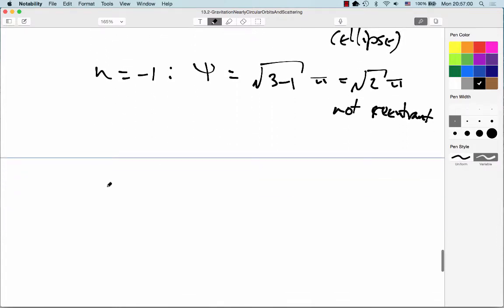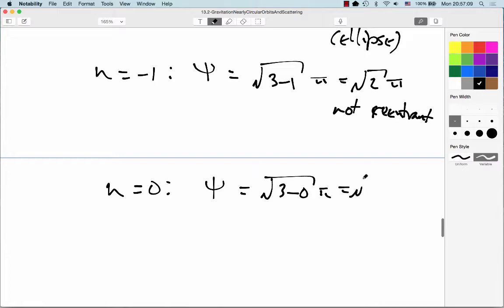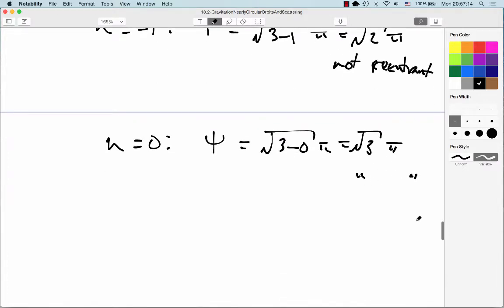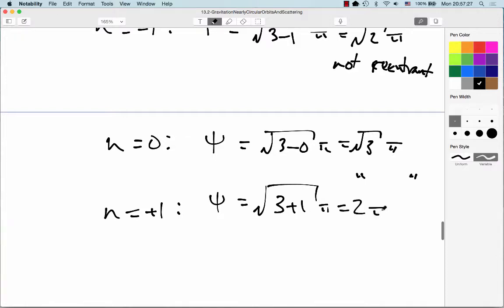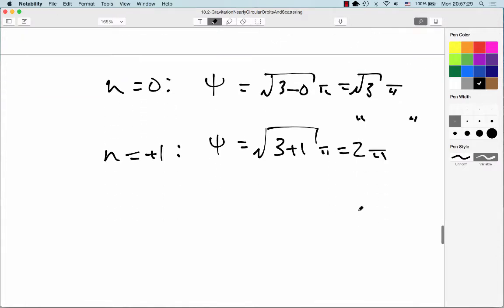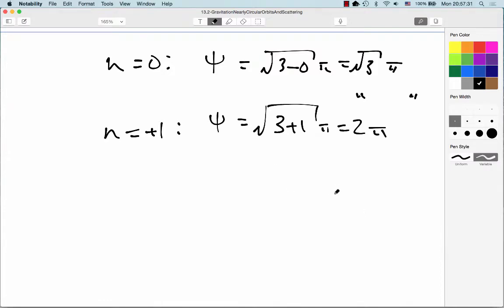Let's say the force law went as n equals 0, just for the giggles. Well, then psi would be equal to root 3 minus 0 times pi, which is root 3 pi. Again, it wouldn't be reentrant. But if we look at the force law Hooke was playing with, n equals +1, psi would be equal to root 3 plus 1 times pi, which is 2 pi. Well, that's reentrant. What does it look like, though?